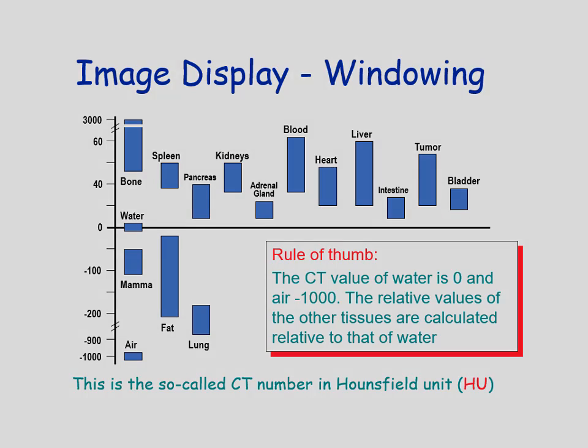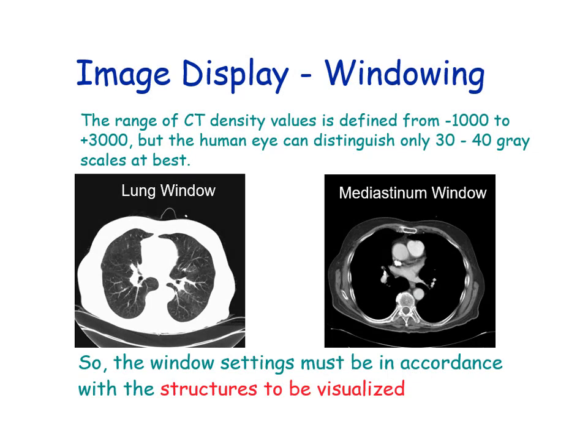Image display, windowing. The range of CT density values is defined from -1000 to +3000, but the human eye can distinguish only 30 to 40 gray scales at best. So, the window settings must be in accordance with the structures to be visualized. Lung window. Mediastinum window.